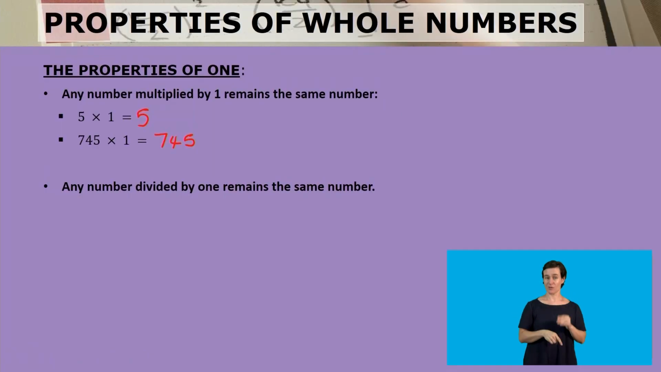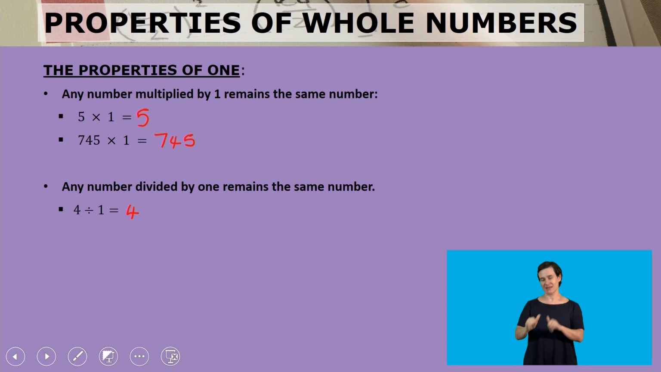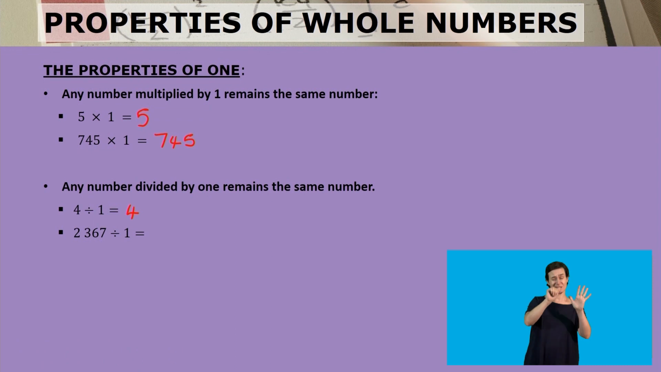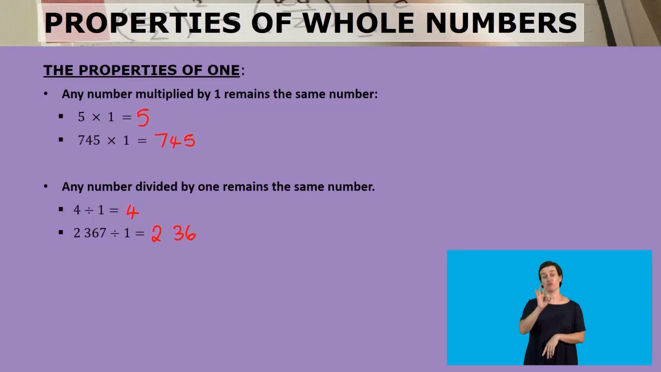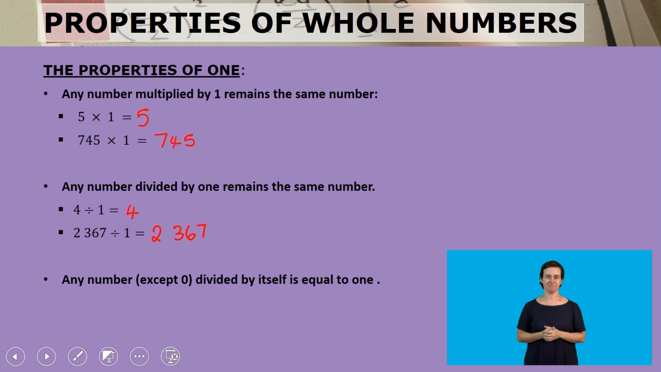Another property of 1 is that any number divided by 1 remains the same. 4 divided by 1, do you think you know what the answer will be? Yes, you are correct. It remains the same. It is 4. 2,367 divided by 1. Again, it will still remain the same. It will be 2,367.